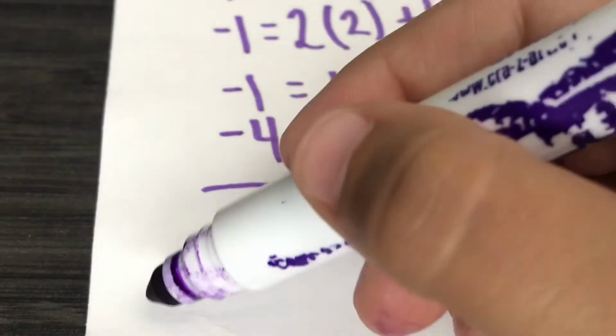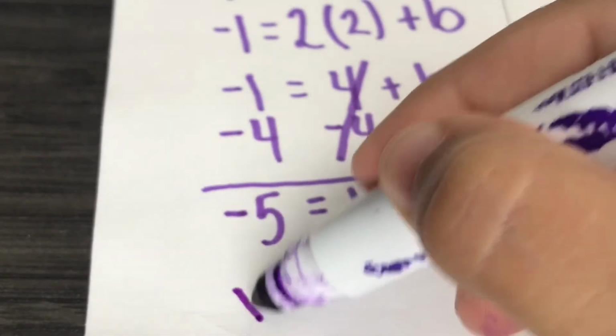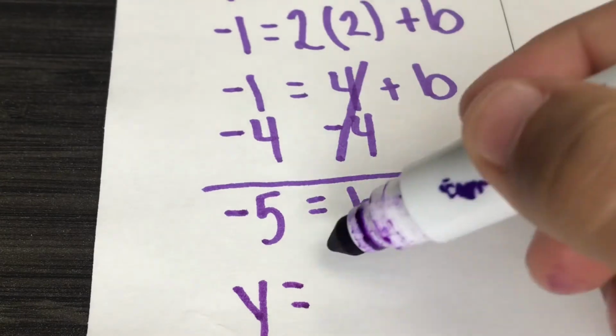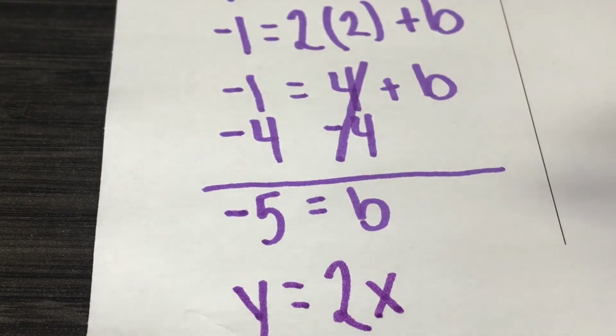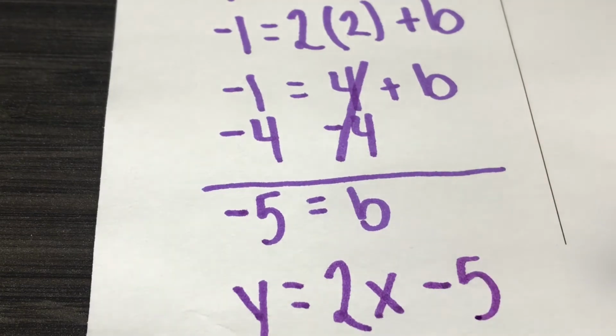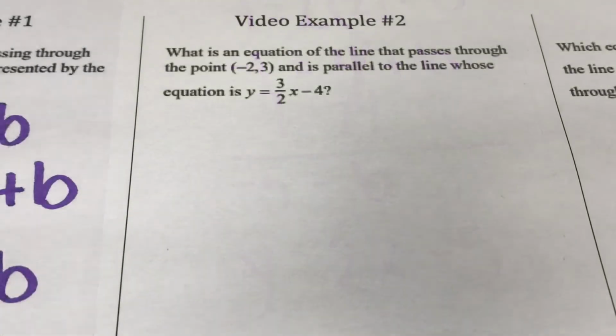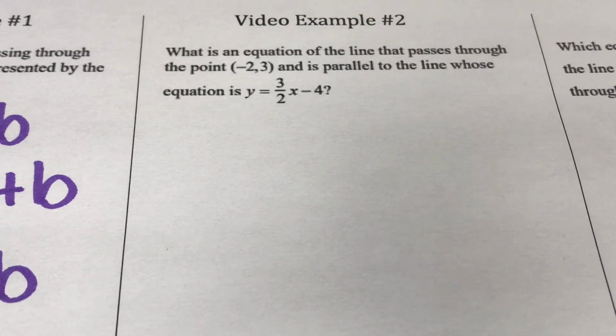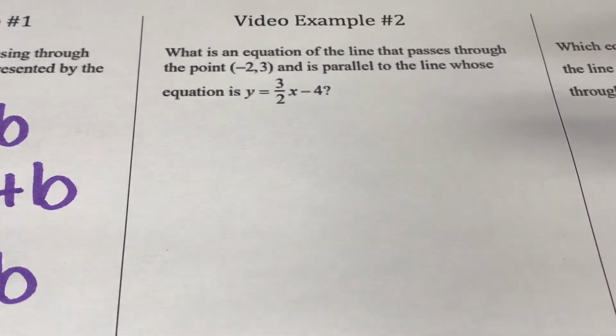So we're going to go back and write a parallel line, which the equation would be y equals 2x, because it was the same slope as the original line, minus 5. And that's our answer. Problem 2 is very similar. Again, we want to know what is the equation for the line that passes through the point (-2, 3), and is parallel to the line whose equation is y equals 3/2x minus 4. Again, parallel means we have the same slope. So our line will also have 3/2 as its m, as its slope.